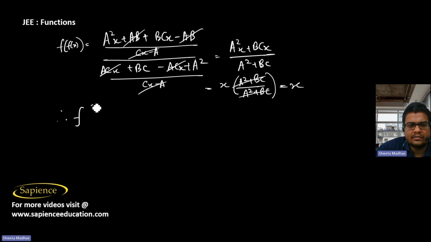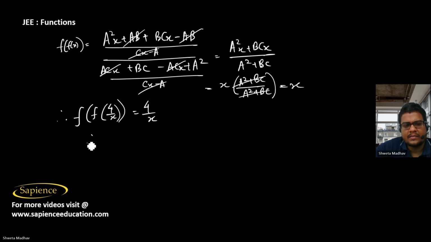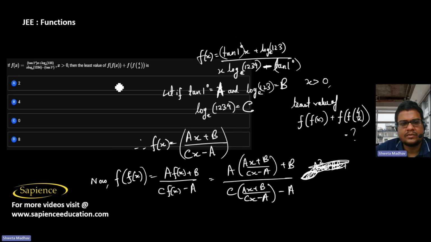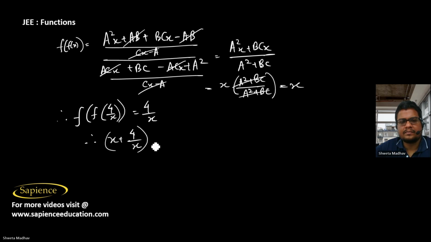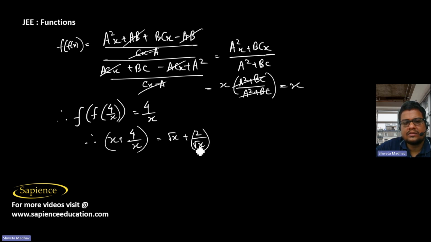So therefore, similarly, f of f of 4 by x, that also will be equal to 4 by x. Now, therefore, we have to find the least value of this function. So x plus 4 by x, we have to find the minimum value of this. So x is greater than 0 only. So therefore, we can write this as root x square plus 2 by root x square.